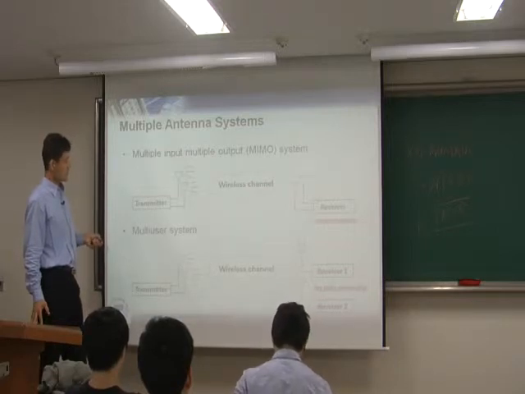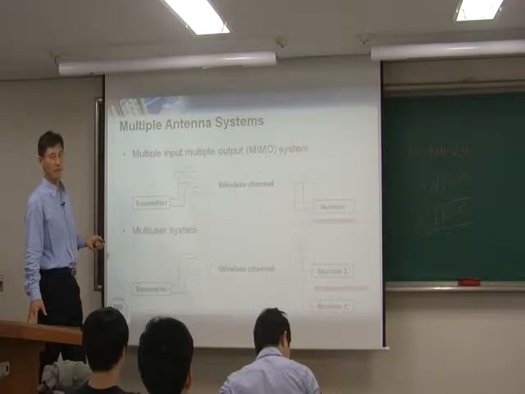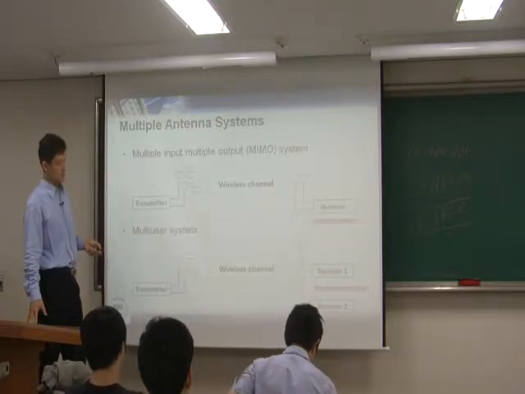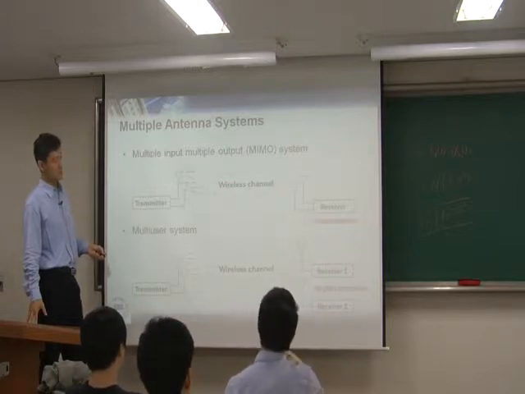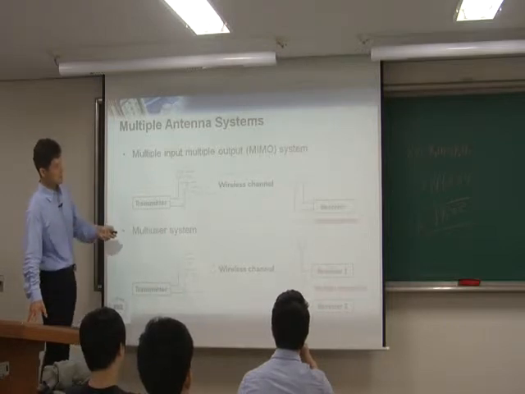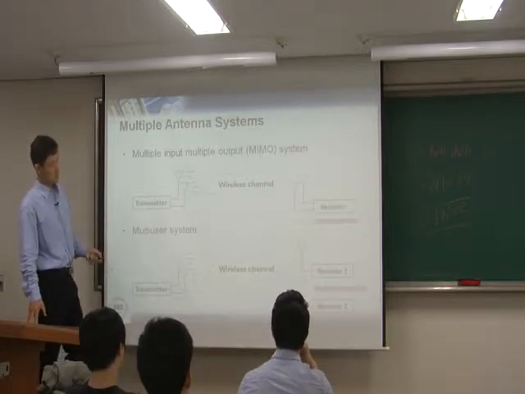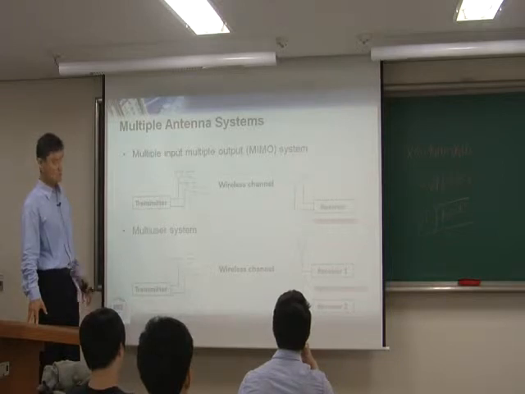We can also think about a different system called a multi-user system. If you think about a multi-user system, since this is multi-user, we are talking about two different users. And in this case, each user has a single antenna. Okay? So this picture, MIMO, and this picture, the multi-user system, look pretty different. But from the mathematical point of view, these two can be considered almost similar.